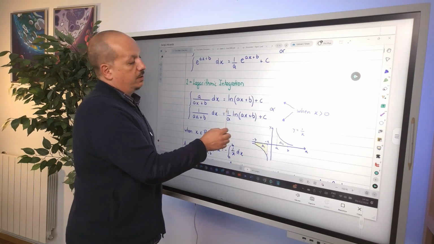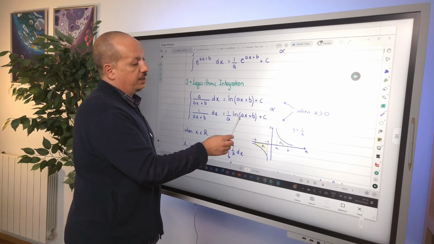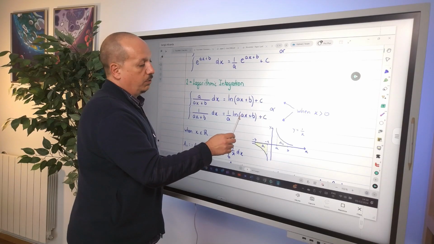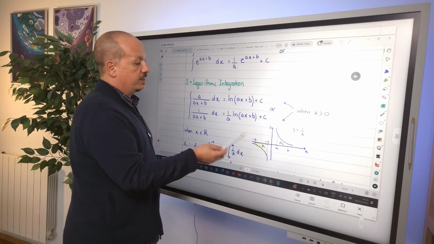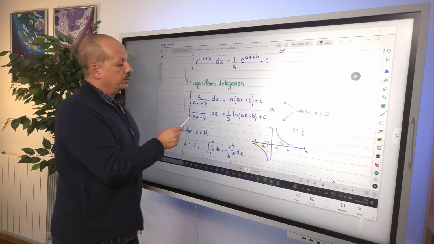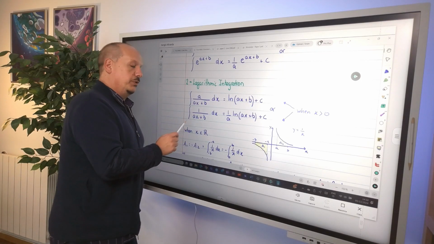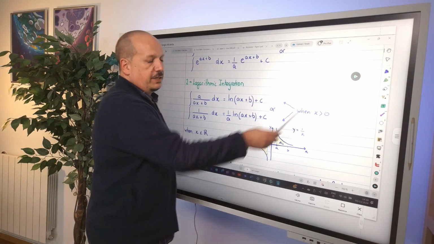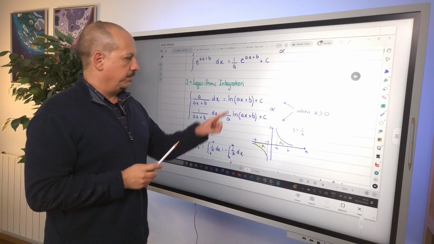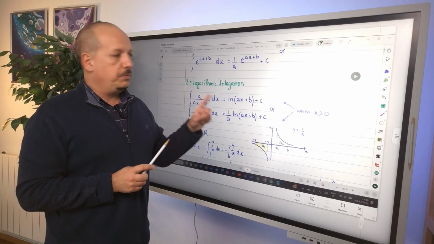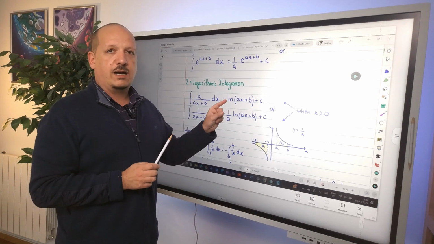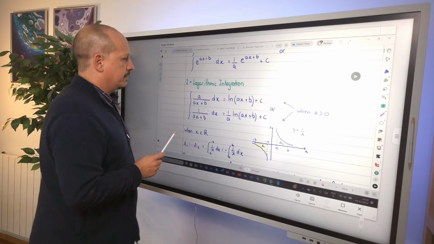If you are to differentiate this, then you are going to have 1 over a times 1 over ax plus b. So these two a's are going to cut out. You just have 1 over ax plus b. If you integrate this, that's what you get, right? Pay attention to one very important detail. The curved brackets over here can only be used if you are completely sure that the values of x are positive. And why is that?